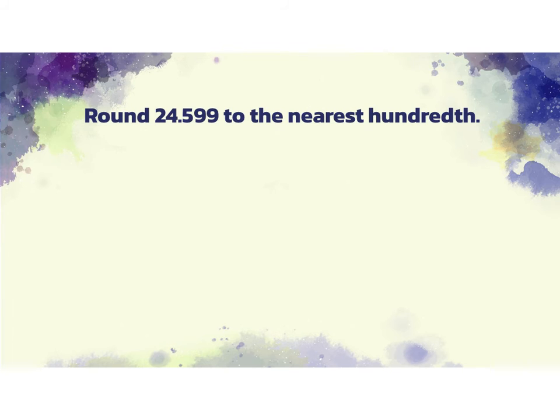Now that you've had time to try to solve on your own, let's see how to round 24.599 to the nearest hundredth. Remember, rewrite that number, 24 and 599 thousandths. Find your place. I'm rounding to the hundredths place, which is right here. Look next door to the right. So my number is 99. I know 99 is between 90 and 100, but closer to 100.